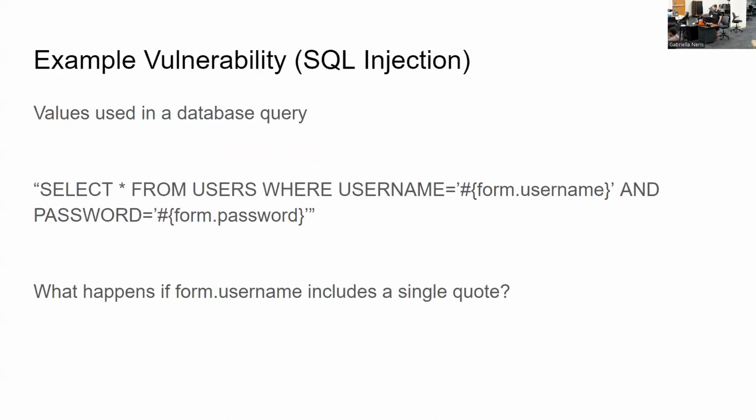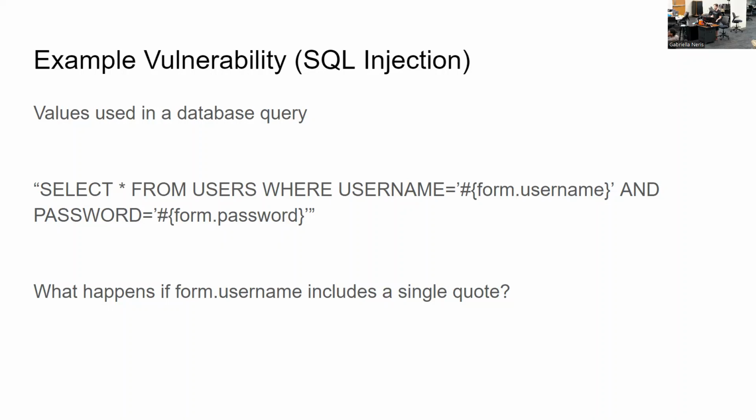So server-side vulnerabilities. We have an SQL injection as an example. This is when values are used in a database query, and they've been passed in either completely unsanitized or minimally sanitized. So let's say that the server wants to use this query here. This is where it's selecting users, where the username is, and then in single quotes, the form's username that you just submitted, and then the password is the form's password that you just submitted.